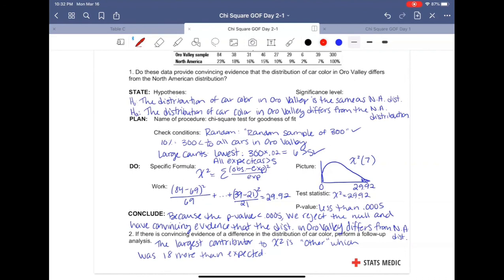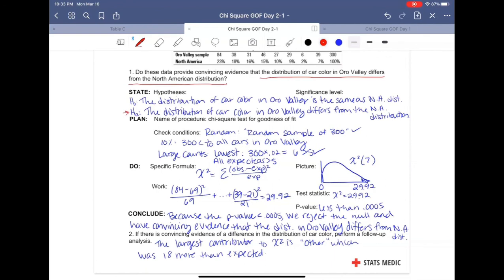However, when I'm asked a question about if we have convincing evidence, what I like to do is I'll say, do these data provide convincing evidence that, and everything after the that is your alternative hypothesis. So I actually start by writing my alternative. The distribution of car color in Oro Valley differs from the North American distribution, and then my null is just the opposite. So the distribution is the same as the North American distribution. So you could rewrite those in your own words. I just prefer to rewrite them in the way the problem stated it.